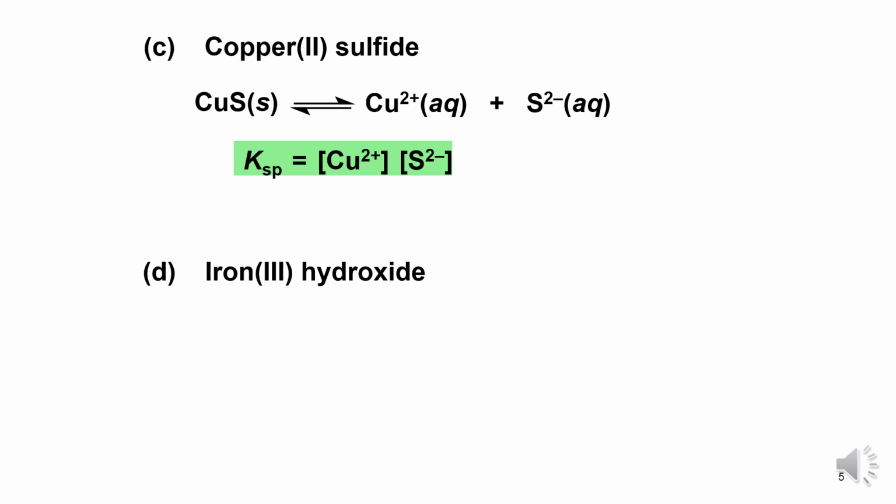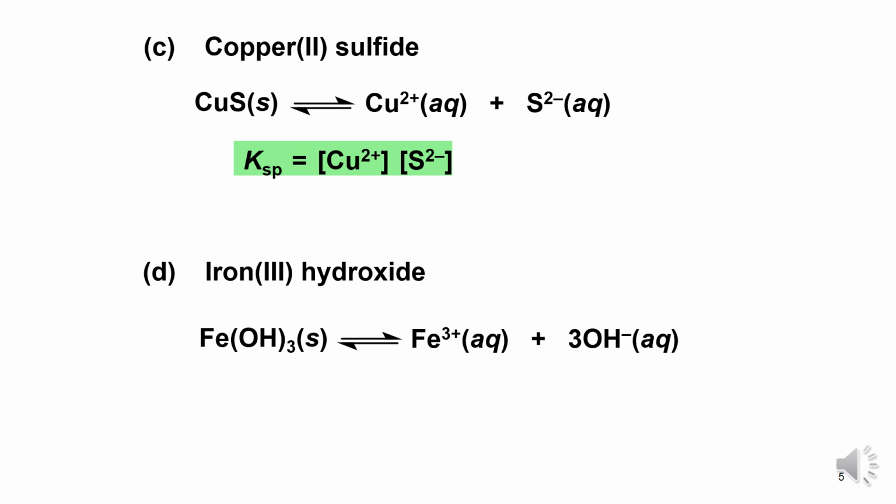The next question, D, iron(III) hydroxide. The molecular formula is Fe(OH)3, which produces Fe3+ plus 3OH-. Check that the equation is balanced. Ksp equals [Fe3+] times [OH-] to the power of 3. It depends on your stoichiometric equation.